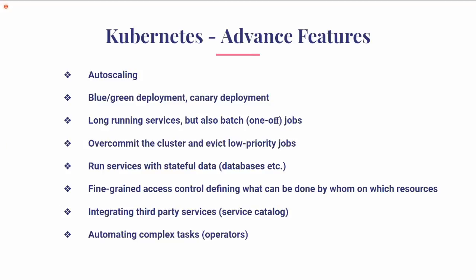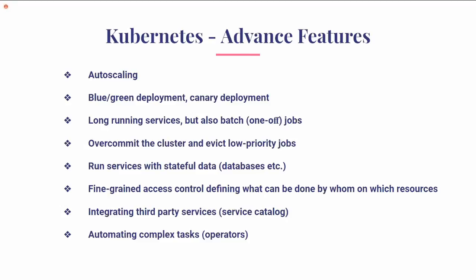So these are the advanced features of Kubernetes, where we can have auto scaling and blue-green deployment. Blue-green deployment is a technique that reduces downtime and risk by running two identical production environments called blue and green. At any time only one environment is live, with the live environment serving all production traffic.